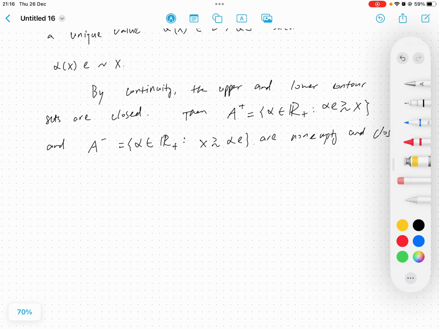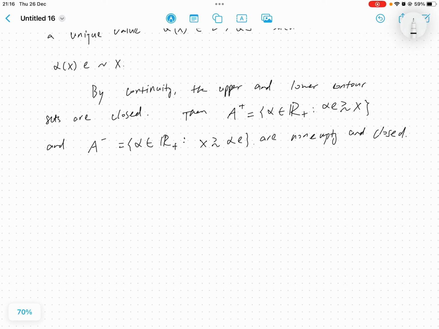Okay, good. So now we have those two equivalent in topology. Those are equivalent to having the y's, right? So now we have this alpha e, and those are non-empty and closed sets, representing the upper and lower contour sets.